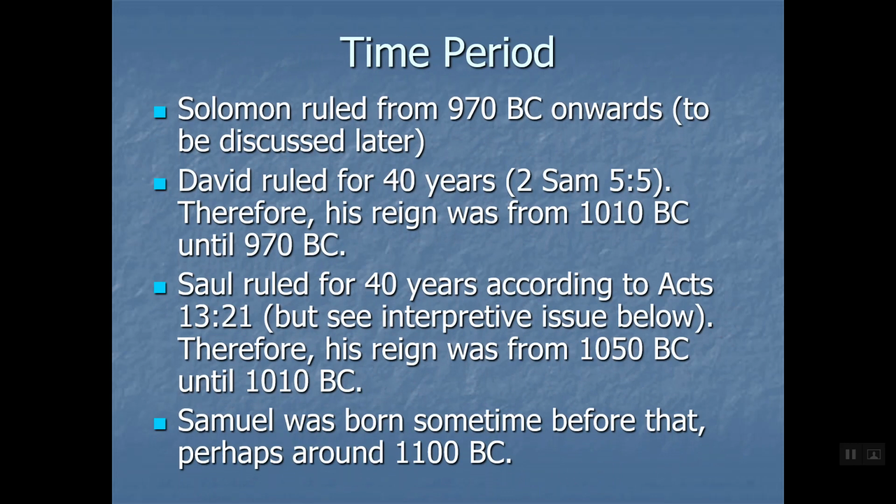And so if you go back, David ruled for 40 years. That means he started around 1010. Saul before that ruled for 40 years, according to Acts. We'll talk about that in just a moment, as it's one of the interpretive issues. So that puts Saul back at around 1050, and Samuel was born sometime before that because he was old enough to be around when Saul's a young man looking for his donkey. So somewhere around 1100 BC, this is the time period we're talking about.